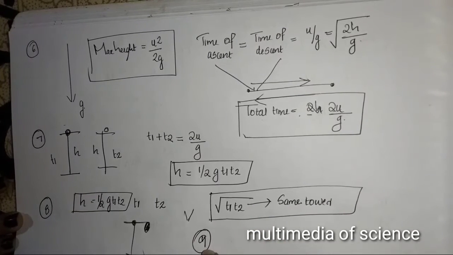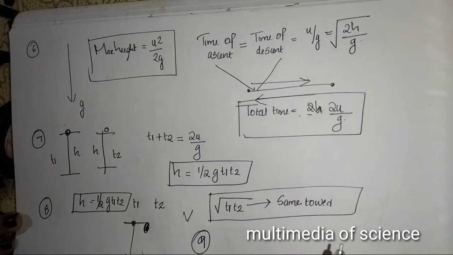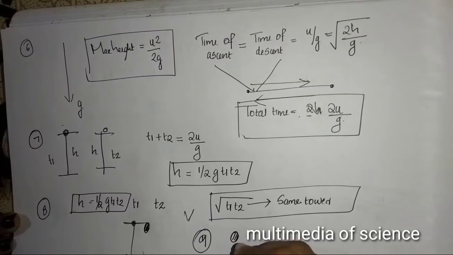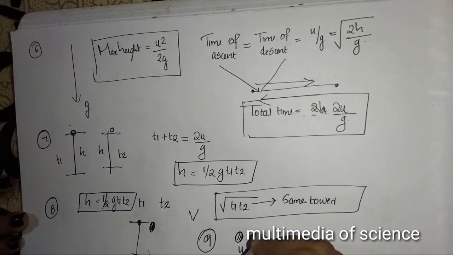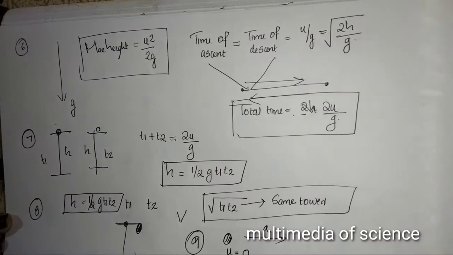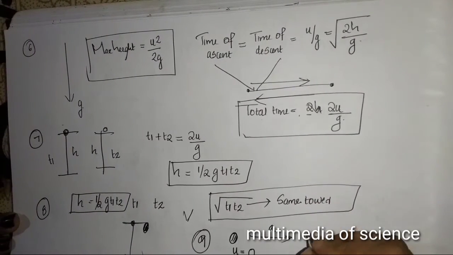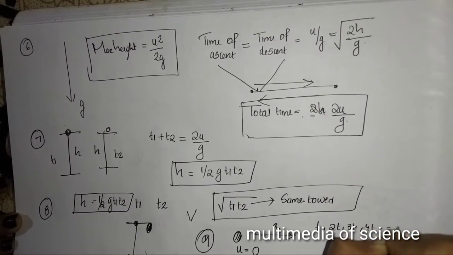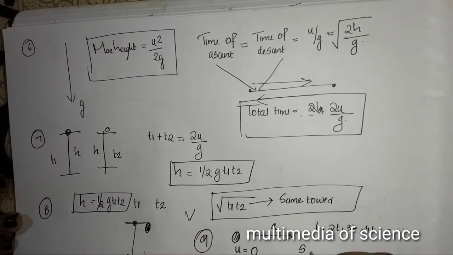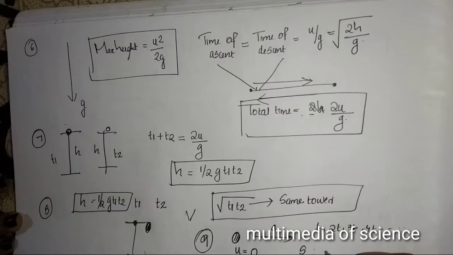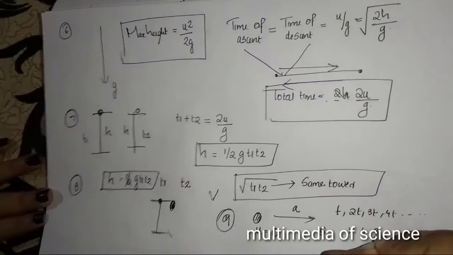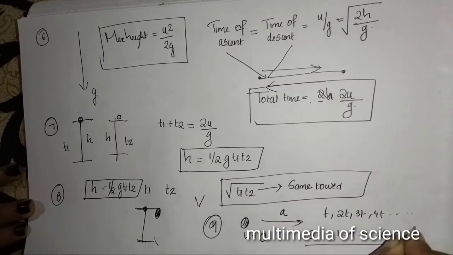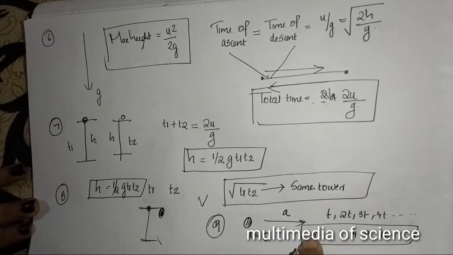Next is about the ratio. The ninth point is about some ratios. For a body starting from rest, which means initial velocity is equal to 0, and moving with constant acceleration, the distances travelled in the times t, 2t, 3t, 4t, etc. are in the ratio 1 is to 4 is to 9 is to 16, etc. This ratio should be memorized. The ratio of distance. Clear?